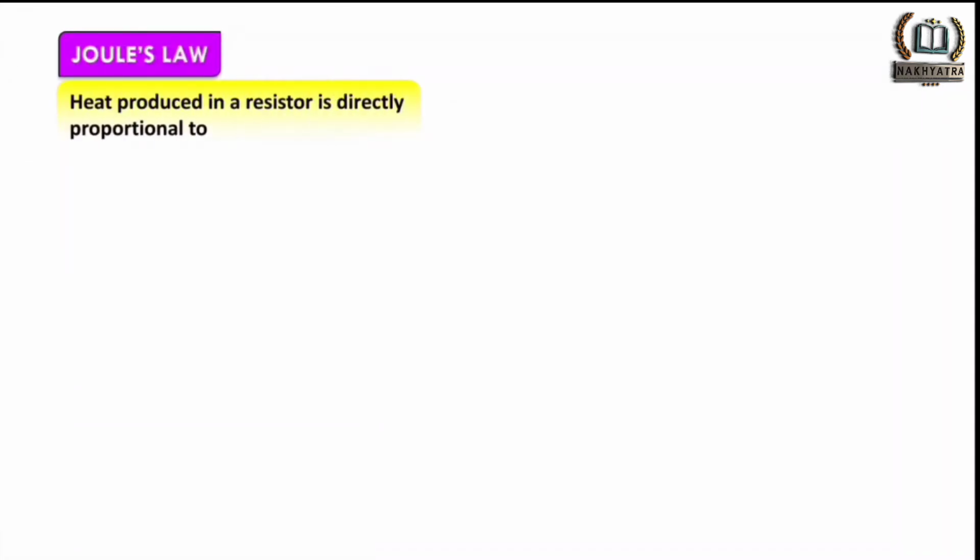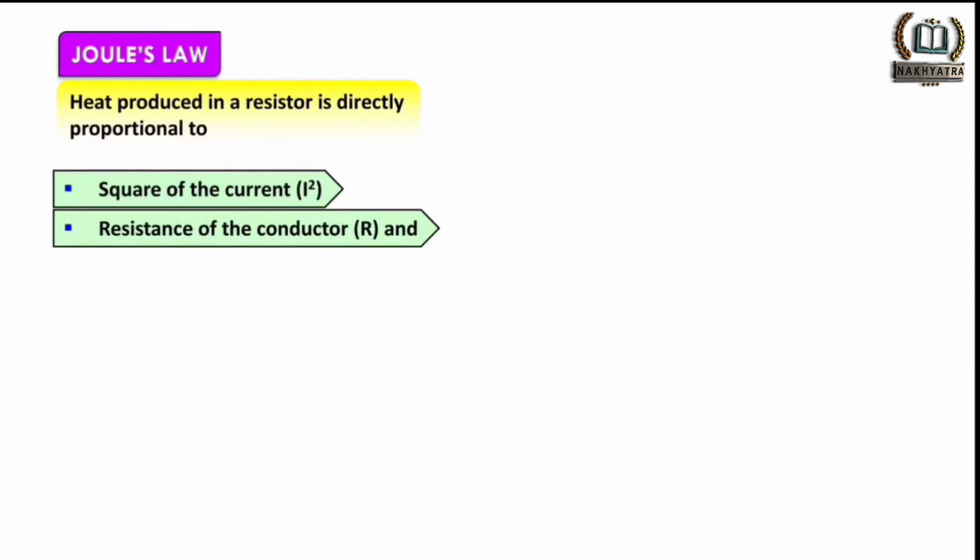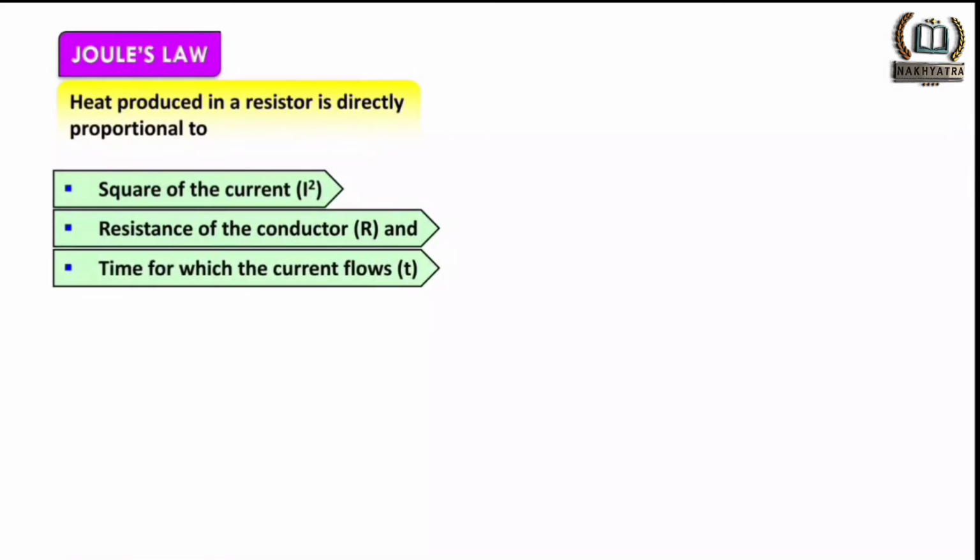So this is the scientist Joule. Now according to Joule's law, when electric current is flowing through a conductor, heat energy is produced. The heat produced in a resistor is directly proportional to the square of the current, the resistance of the conductor R, and the time for which the current flows.